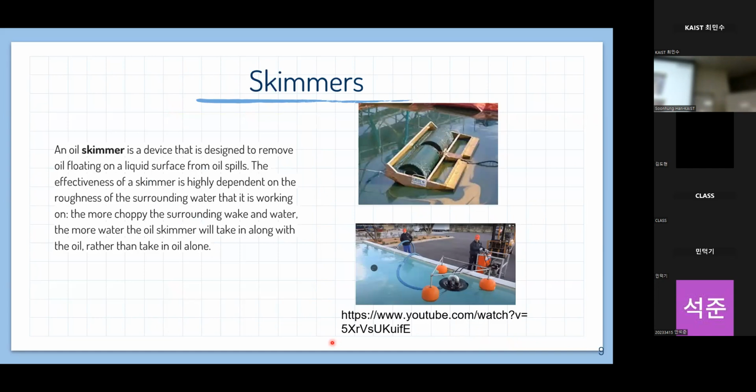An oil skimmer is a device that is designed to remove oil floating on a water surface. The effectiveness of a skimmer is highly dependent on the roughness of the surrounding water.